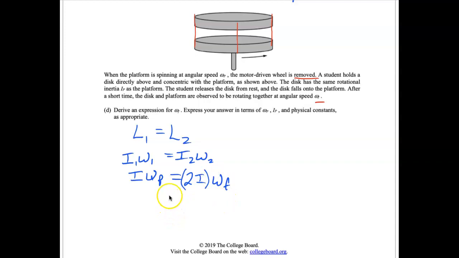When we look at this, we notice that we have I here also, and so we can cross those I's off, and we're left with omega p is equal to 2 omega f, but they want this for omega f. So omega f is going to be one half of the angular speed of that platform when it was just spinning all on its own.